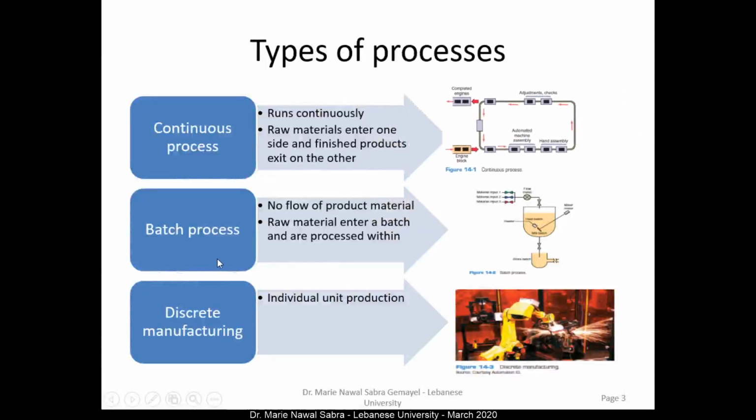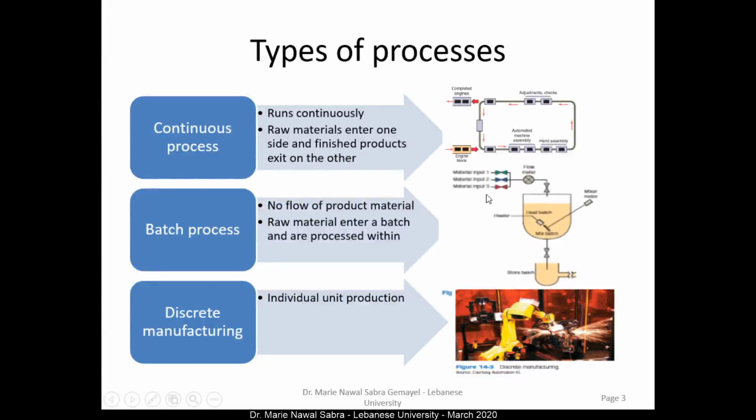In a batch process, on the other hand, we don't have any flow of product material. We have raw material entering a batch, with processes inside the batch. For example, in here we have 3 different types of material from 3 different inputs. They are monitored, they enter the batch. We have in here a mixer motor. We could have several other parameters, and then they are going to exit after a certain time from the batch.